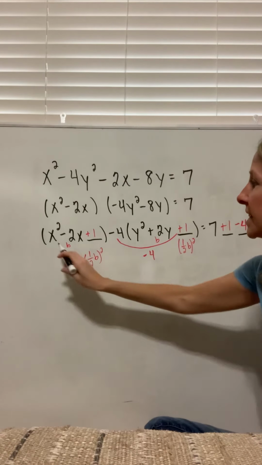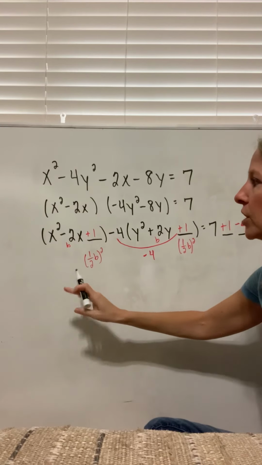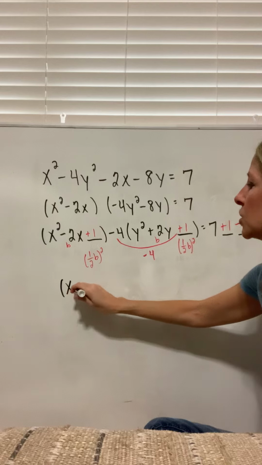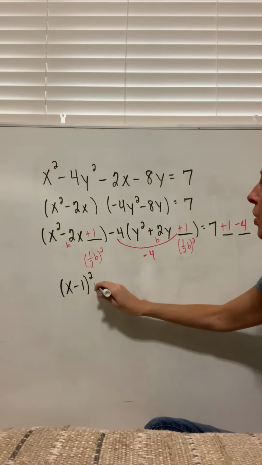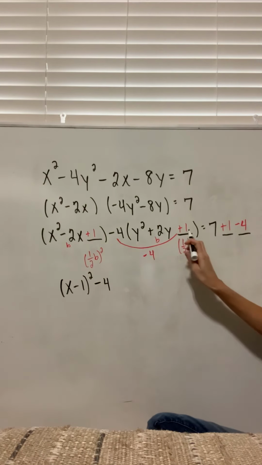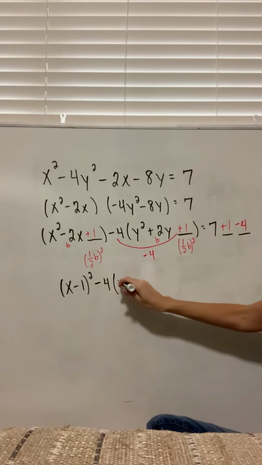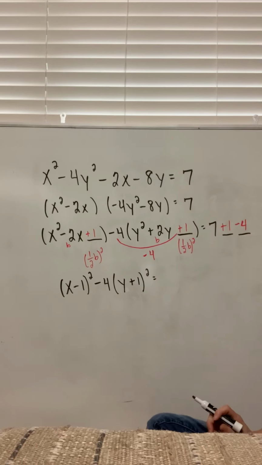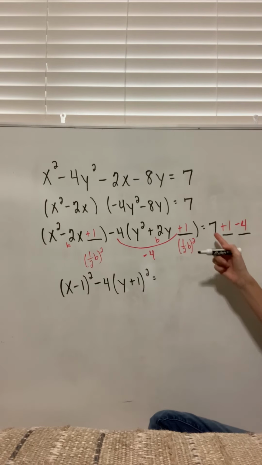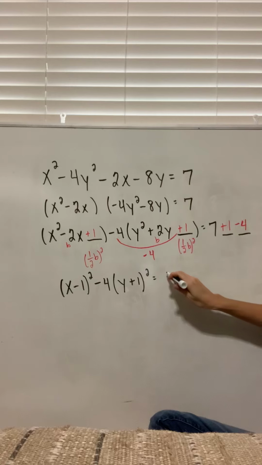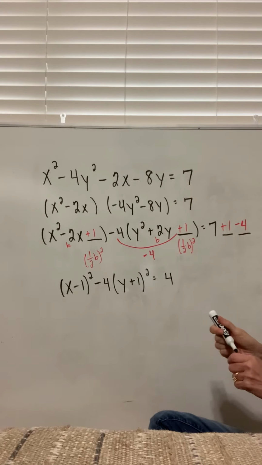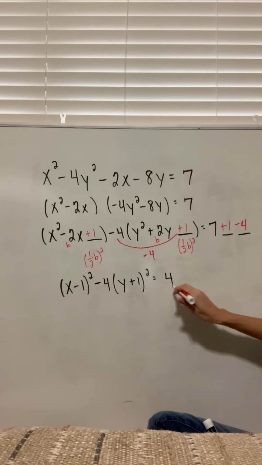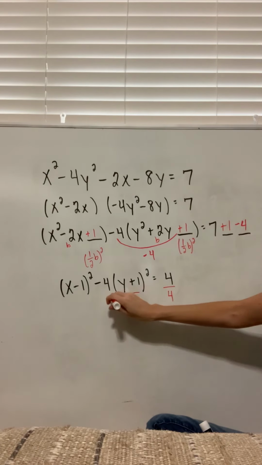So now, if I had said to factor this x trinomial, it would have factored to x minus 1, which is x minus 1 squared. We have -4, and if we factored this y trinomial, it would factor to y plus 1, or y plus 1 squared. Over here to the right, when we add 7 plus 1, that's 8, minus 4 is 4. And again, we're really close to that standard form. But what we want to do is divide everything by 4.